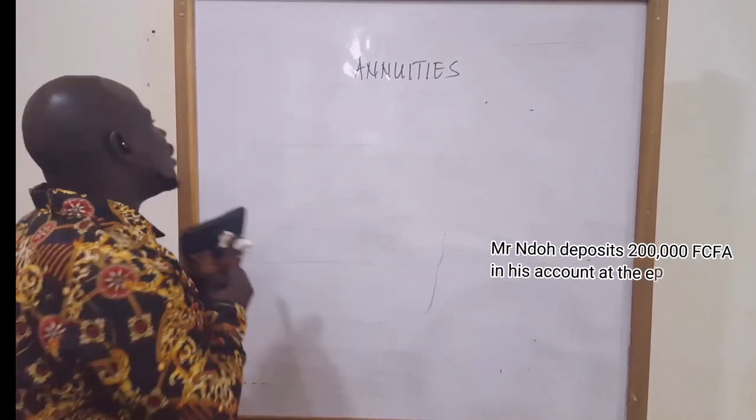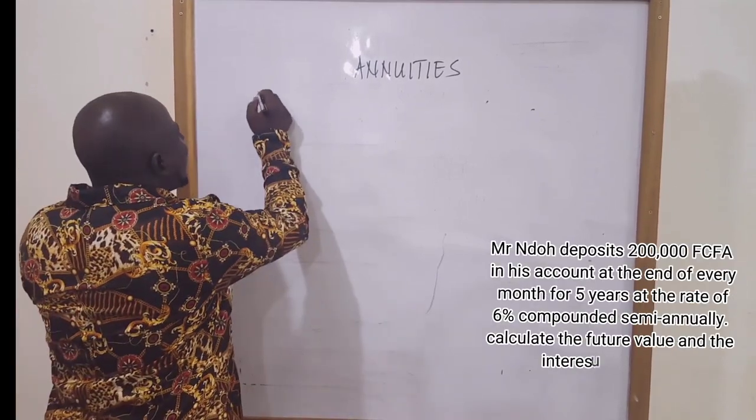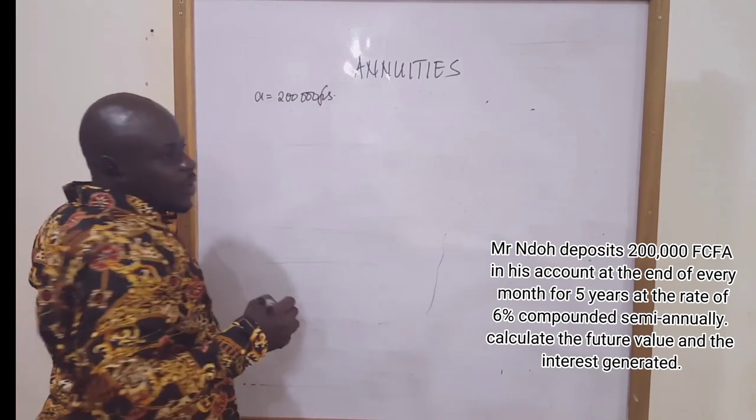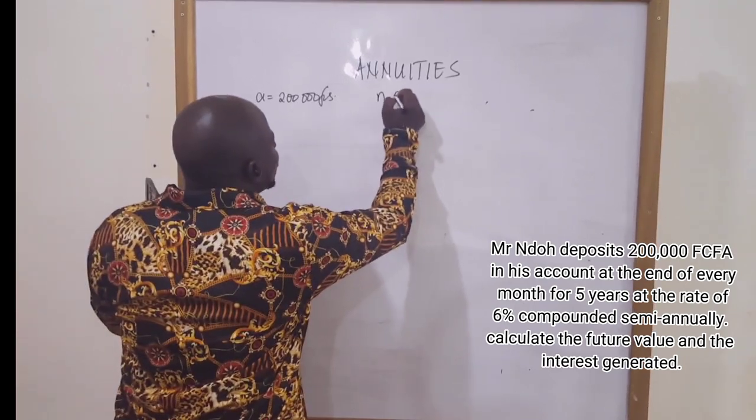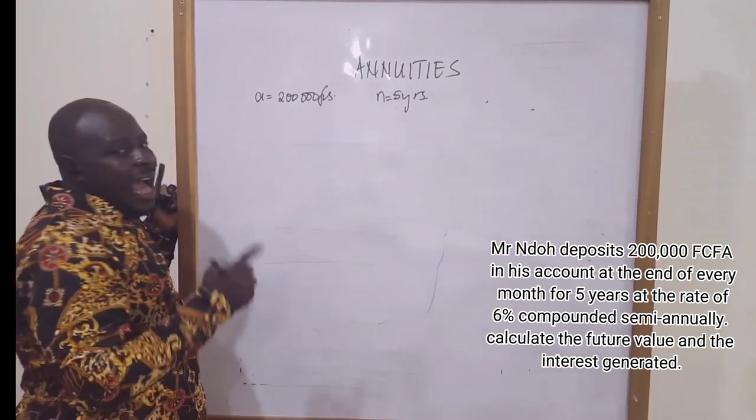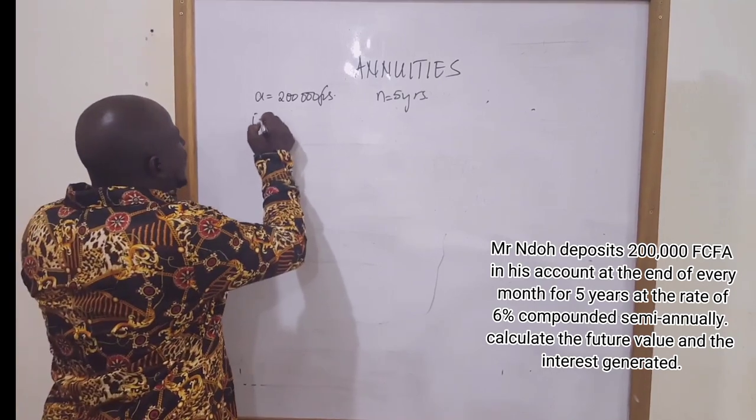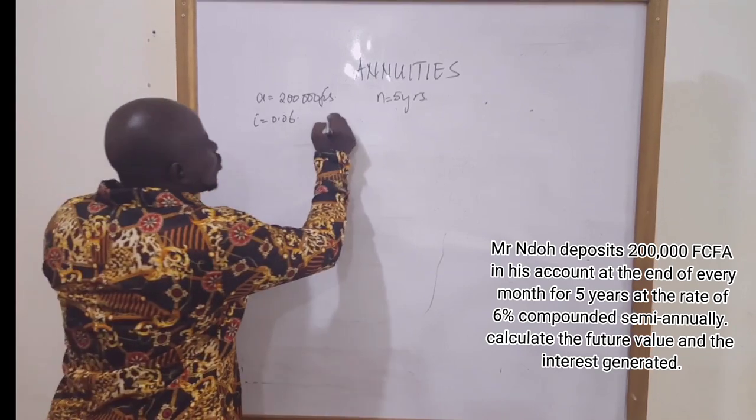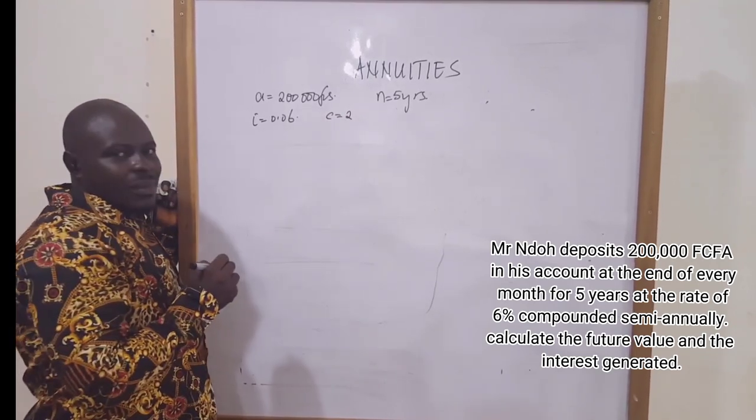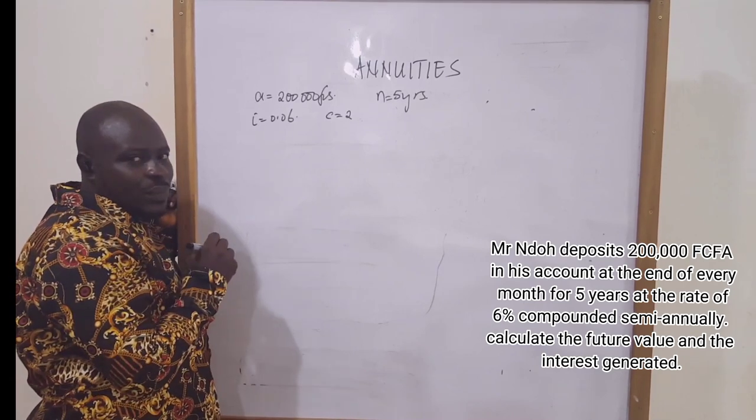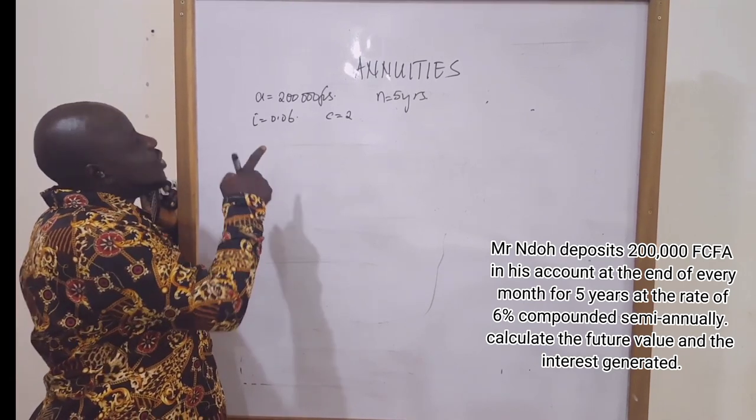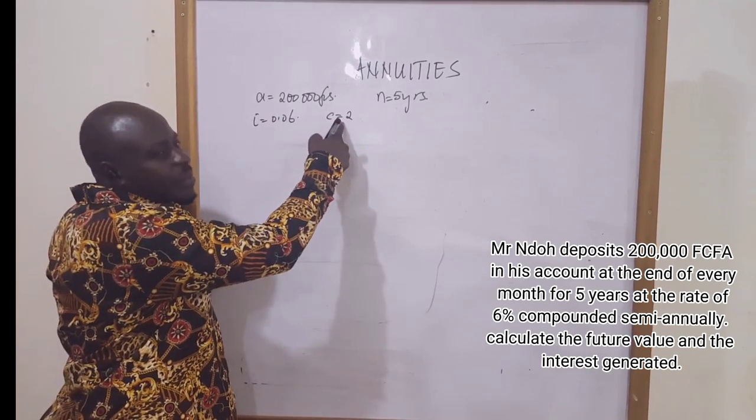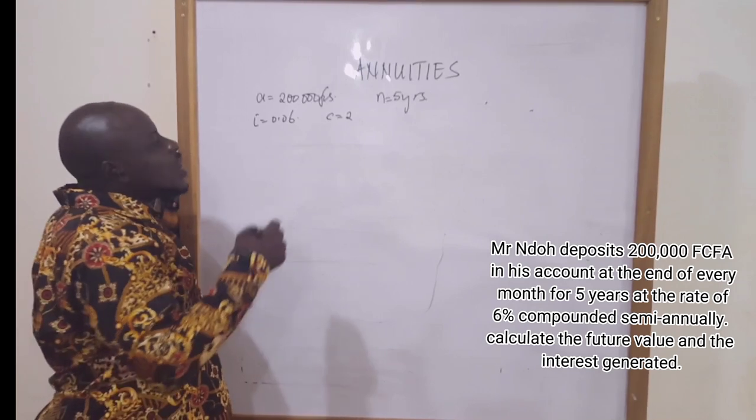Mr. Doe deposits 200,000 francs in his account at the end of every month. A equals 200,000. Right? He does that for 5 years. N equals 5 years. At the rate of 6% compounded semi-annually. So small c is 2. Small c is actually 2, right? Compounded semi-annually. You discover that the annuity is made at the end of every month, but compounding is done semi-annually. There is a difference. So how do we go about that?